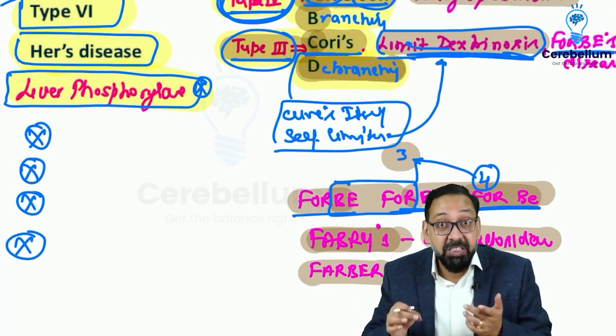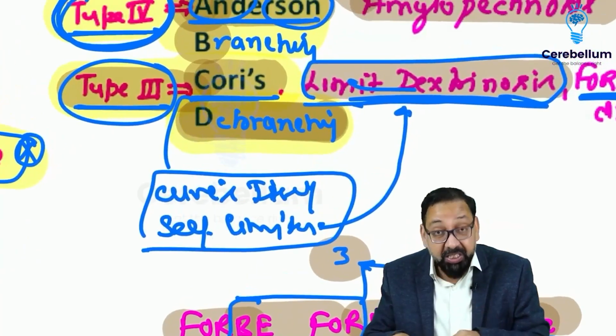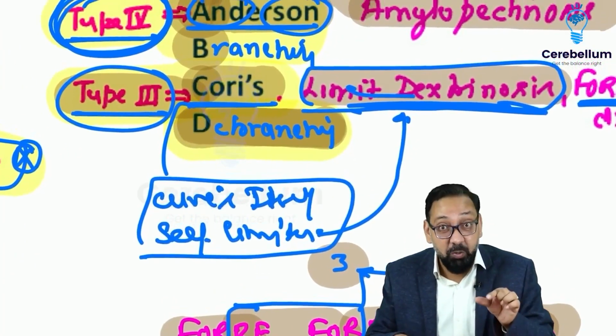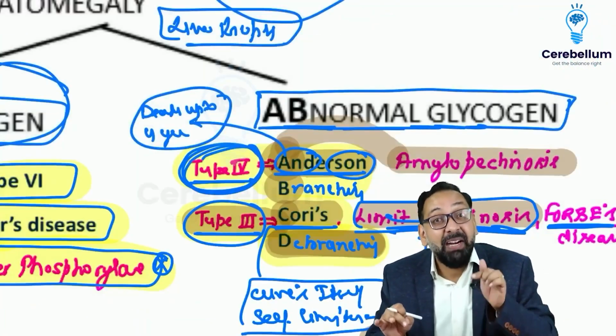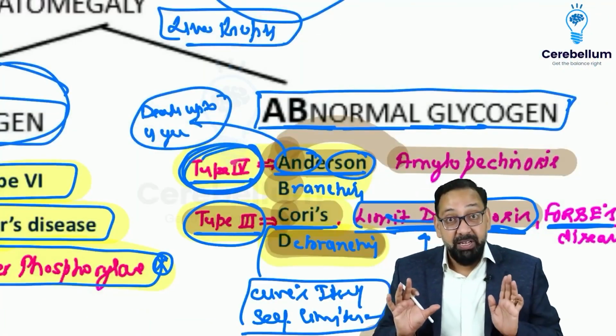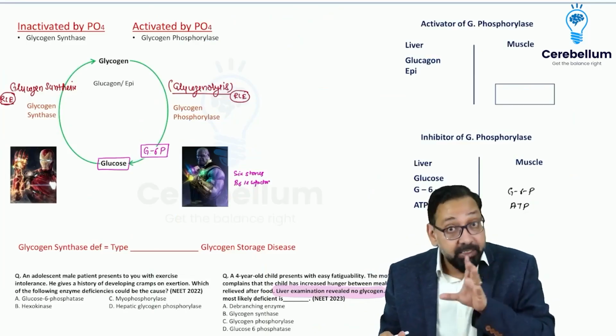A question is asked: which compound is accumulated in Cori's disease? Limit dextrin is accumulated. And in Anderson disease, which compound is accumulated? An amylopectin-like compound is accumulated. Now we discuss regulation, reciprocal regulation.